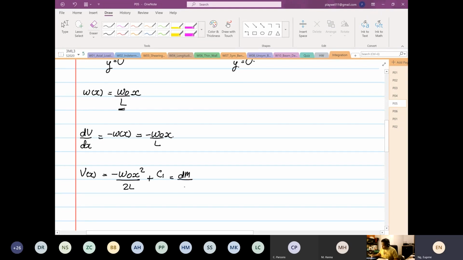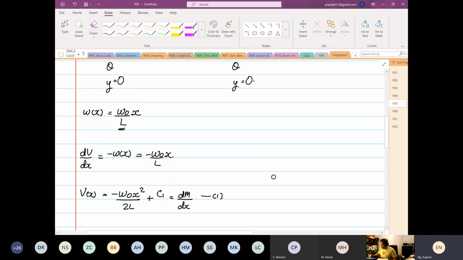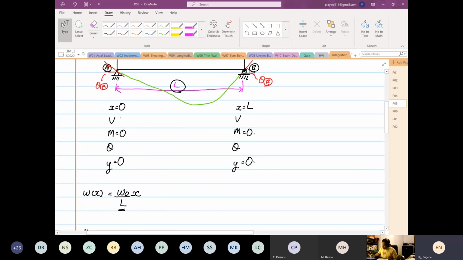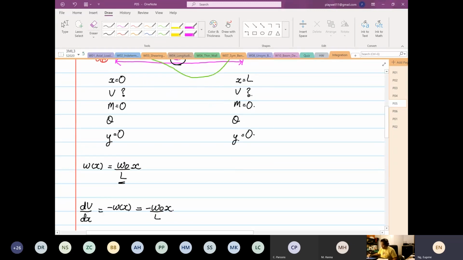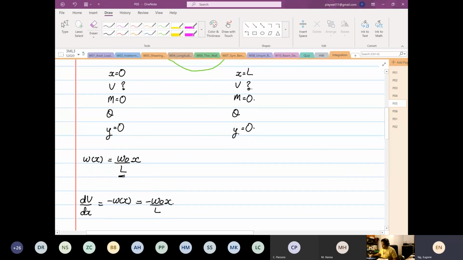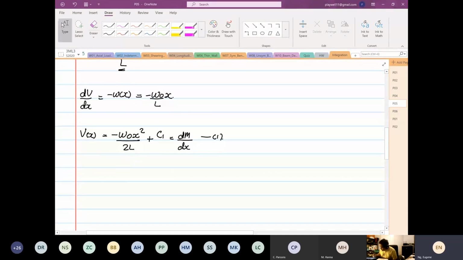So can you solve for C1? The answer is no, because we don't know. We did not find our boundary condition at point A when x is equal to 0 and at x equal to L, we also did not find B. But the next one is the moment equation. So the next time we integrate again, M as a function of x is equal to minus omega naught x cubed over 6L plus C1 x plus C2. This is our equation number 2.